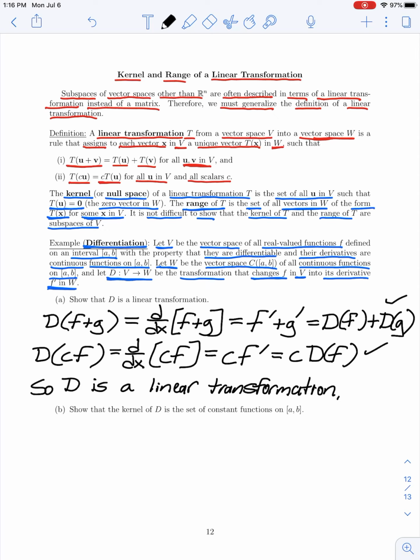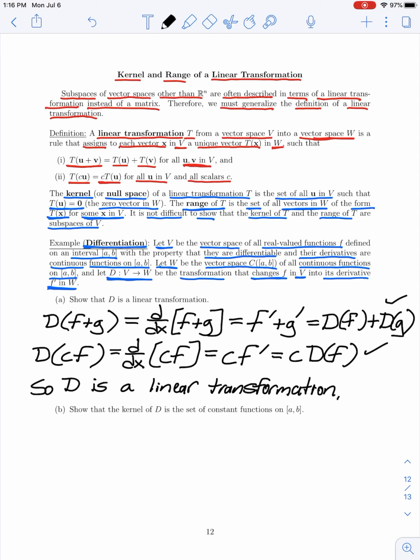Now, of course, that transformation we could not represent in terms of a matrix multiplication, because the spaces are spaces of functions rather than the spaces of n-dimensional vectors.